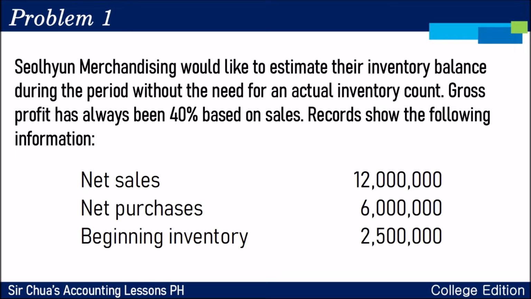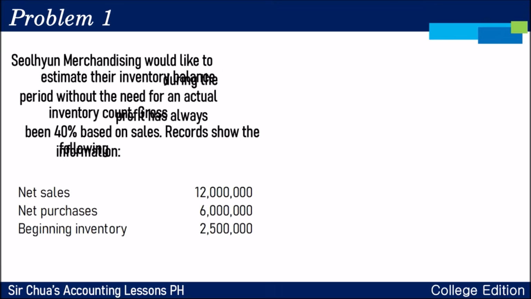So, if they're confident na laging ganyan, then we can say that the inventory estimation is close to the actual count. Okay? Kung confident ang company na laging 40% na maintain nila, then, I think that the estimated amount of inventory that we can get is approximate or close to the actual count kung sakaling magkakaroon ng actual count. Now, records show the following information. Net sales is 12 million, net purchases is 6 million, and beginning inventory is 2,500,000. Let's compute for the ending inventory balance na estimated.